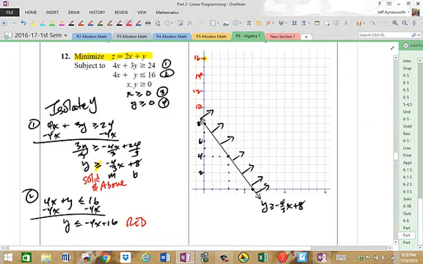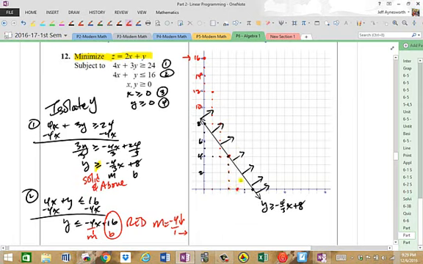I'm going to start way up here at 16, okay? And then I'm going to go down 4, right 1. Okay, there is your slope. Your y-intercept is positive 16. Your slope of negative 4 is down 4, right 1. So go 1, 2, 3, 4, right 1. Again, 1, 2, 3, 4, right 1, and continue the same way.